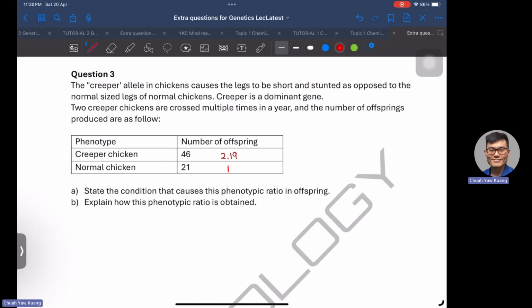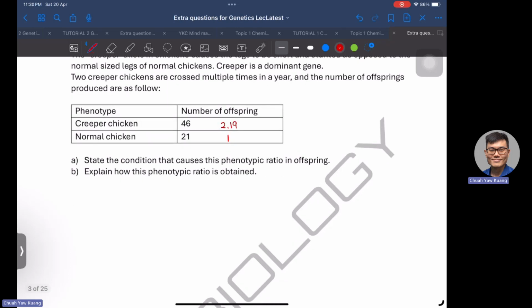So the ratio is around 2 to 1, which is weird. Why? Because in the normal Mendel's model, it would be a 3 to 1 ratio. If it's 2 to 1, then I think there's only one type of inheritance that can give this ratio, which is the lethal allele.